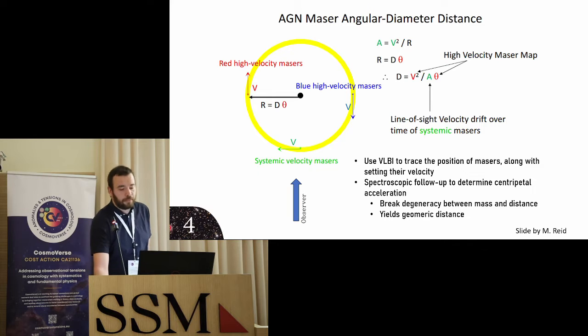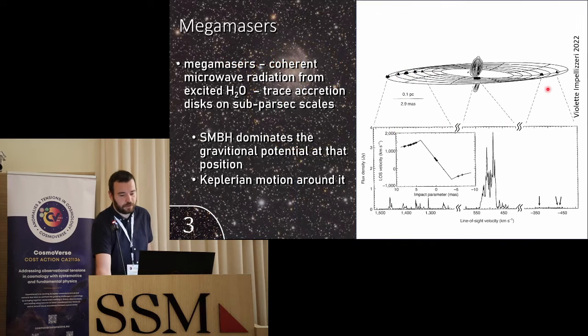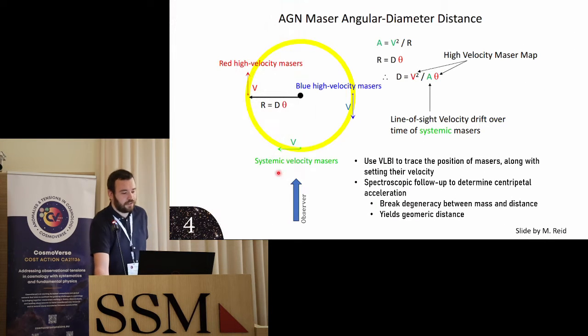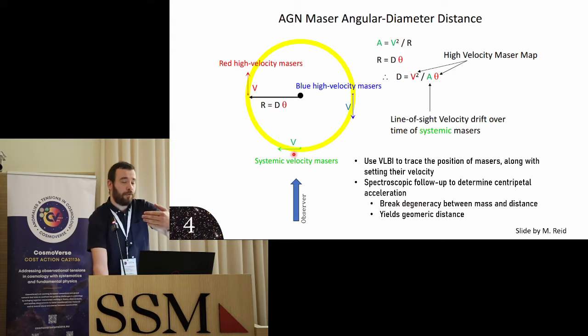This is a slide that I got from Frederick. So here what happens is that you have your maser system. You have the high velocity masers, the red and blue ones, that are coming towards you and going away from you, these ones basically on the side. And you have the systemic velocity masers, that are basically not moving either towards you or away from you, they are moving in parallel with us.